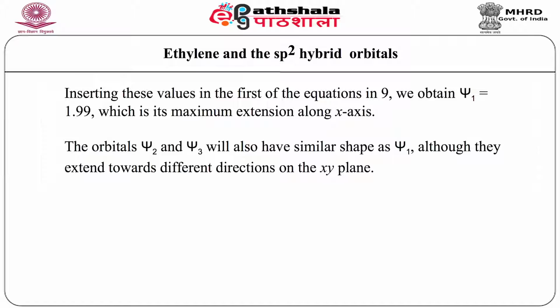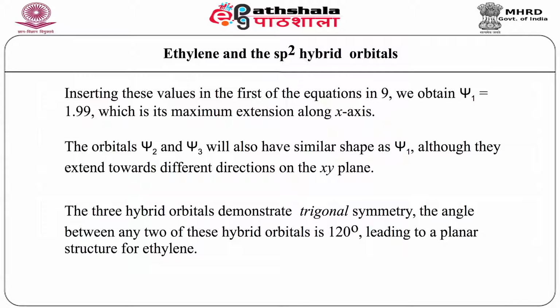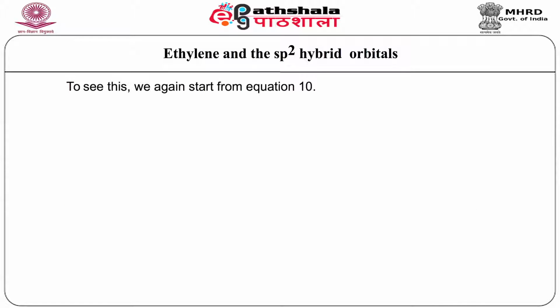The orbitals Ψ2 and Ψ3 will also have similar shape as Ψ1, although they extend towards different directions on the xy plane. The three hybrid orbitals demonstrate what we called a trigonal symmetry. The angle between any two of these hybrid orbitals is 120 degree, leading to a planar structure for ethylene. To see this, we again start from the last equation.